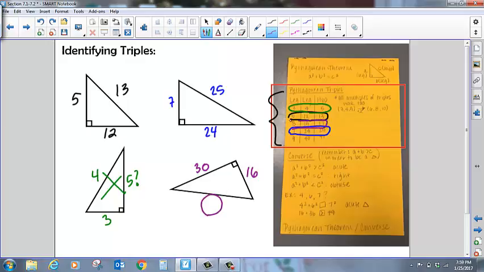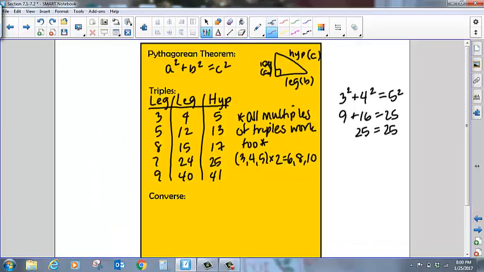If we took the 8, 15, 17, and we multiplied it by 2, that would give us 16, 30, 34. So your missing piece would be 34. Okay? If you want more explanation on this, I can help you guys out tomorrow too when I'm back. All right, so back to the flip chart.